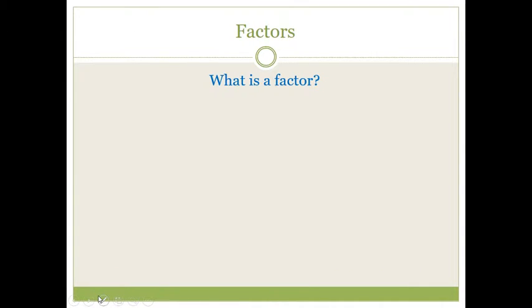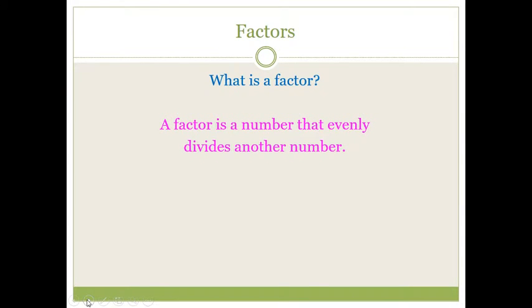So let's go through some of the concepts that were in that video. Let's talk about what is a factor. The easiest way to describe a factor is by saying that it's a number that evenly divides another number. So for example, the factors of 6 are 1, 2, 3, and 6.